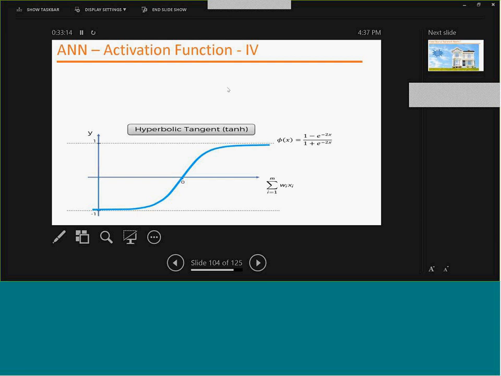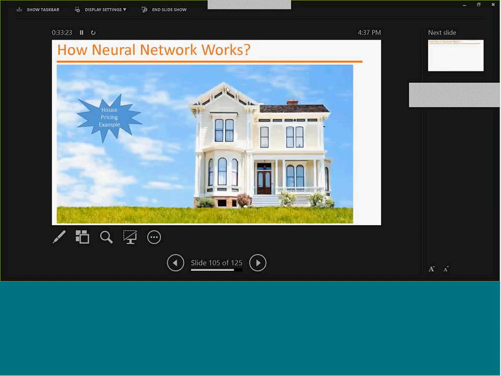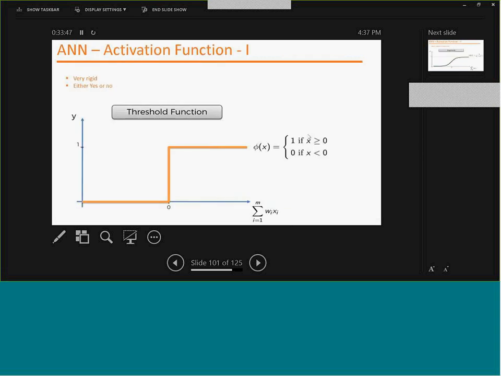Hyperbolic tangent also, its mathematical function is a bit complex, and that's why rectifier is the one which is getting utilized very, very frequently nowadays. So we have seen how exactly an artificial neural network works. I will just quickly revise it. It applies a weight onto each and every neuron, multiplies it, takes the sum of it, and then applies one particular activation function, and then provides the output value.